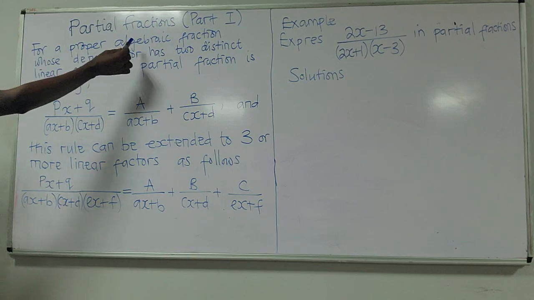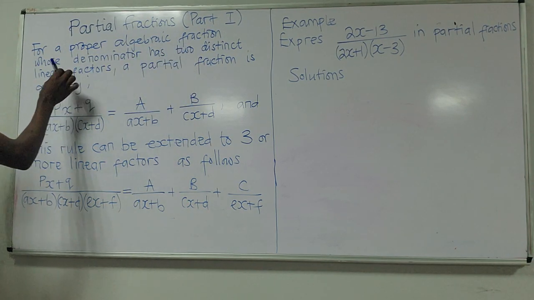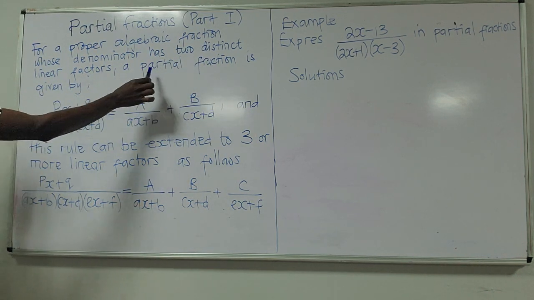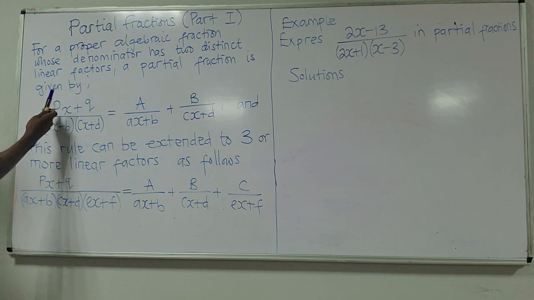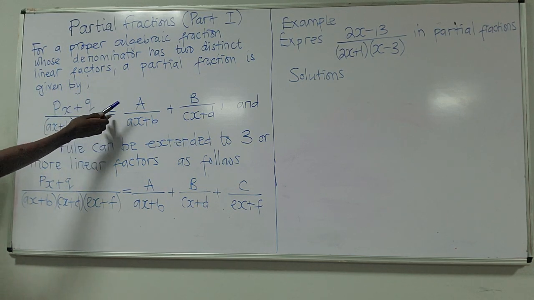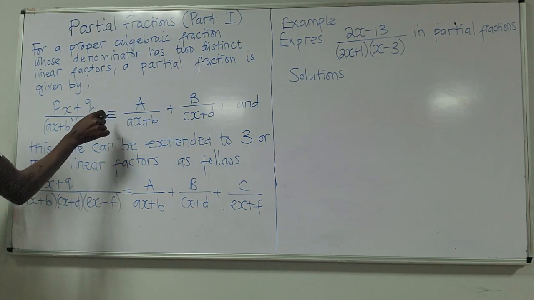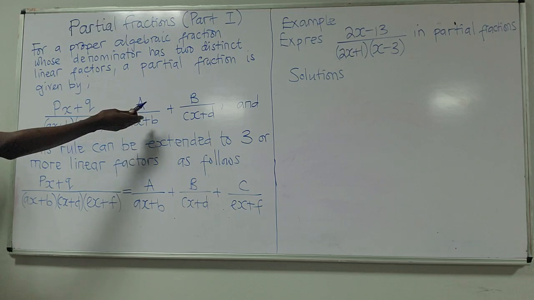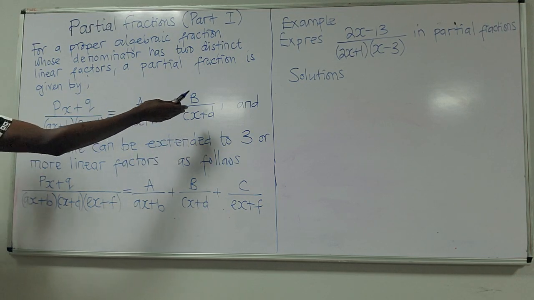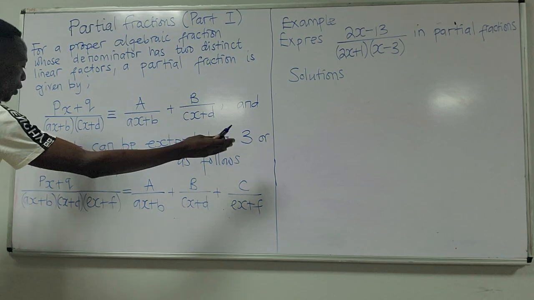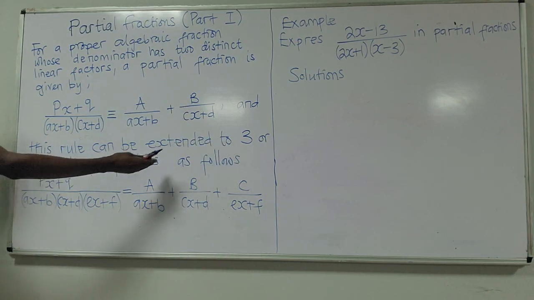For a proper algebraic fraction whose denominator has 2 distinct linear factors, a partial fraction is given by (px + q) over (ax + b)(cx + d). This is equivalent to A over (ax + b) plus B over (cx + d). And this rule can be extended to 3 or more linear factors as follows.